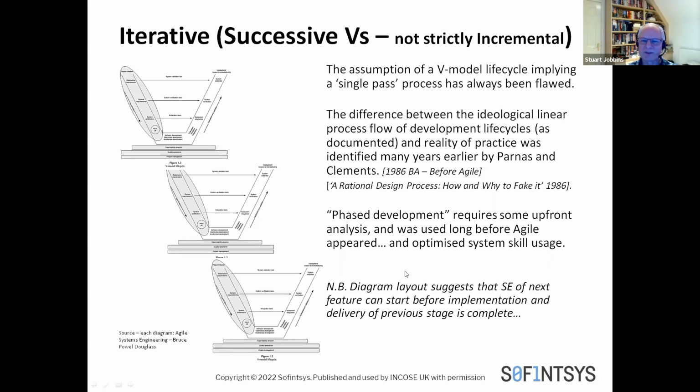So phased development required some upfront analysis, obviously, to be able to break it into the features, but was used long before Agile appeared. And as I say, optimized skill usage. But these diagrams, as they're written, suggest that SE of the next feature can start before the implementation is complete. So if I talk about Agile, is that acceptable in strict Agile? Well, of course, the answer is no. In strict Agile, you have to complete your iteration before you can start a new iteration. So you have to do the entire life cycle before you can start the next stage.